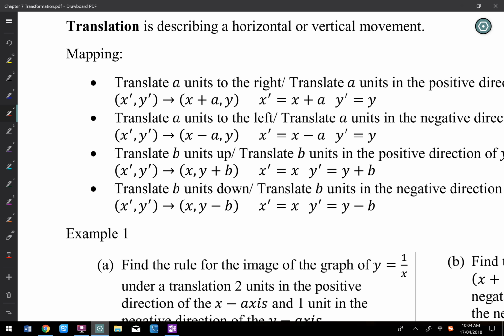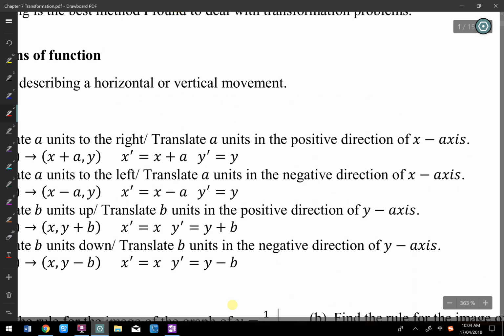Think about the easy thing. A single point, (0, 0). After translating 1 unit to the right, what will this point become? (0, 0), translate 1 unit to the right: (1, 0).